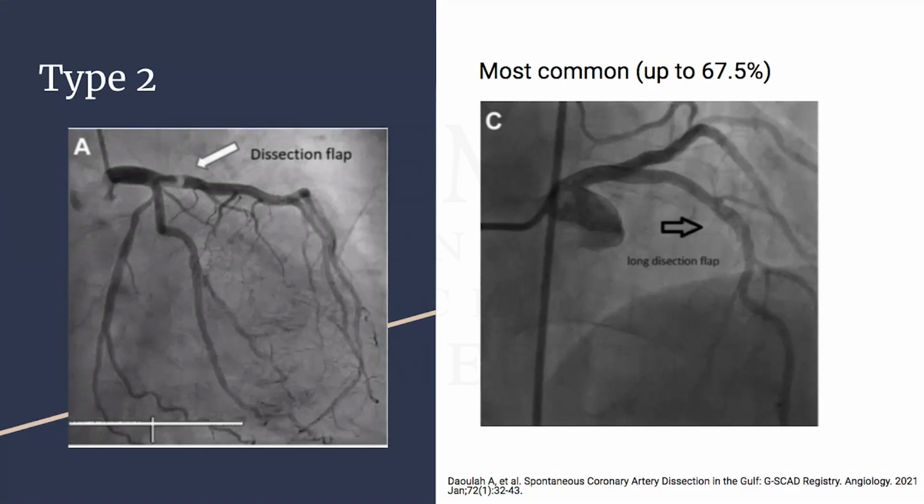In this image on the left, you can see a dissection flap of the proximal LAD. And on the image on the right, you can see a long dissection flap in the mid LAD, making up greater than 20 millimeters.